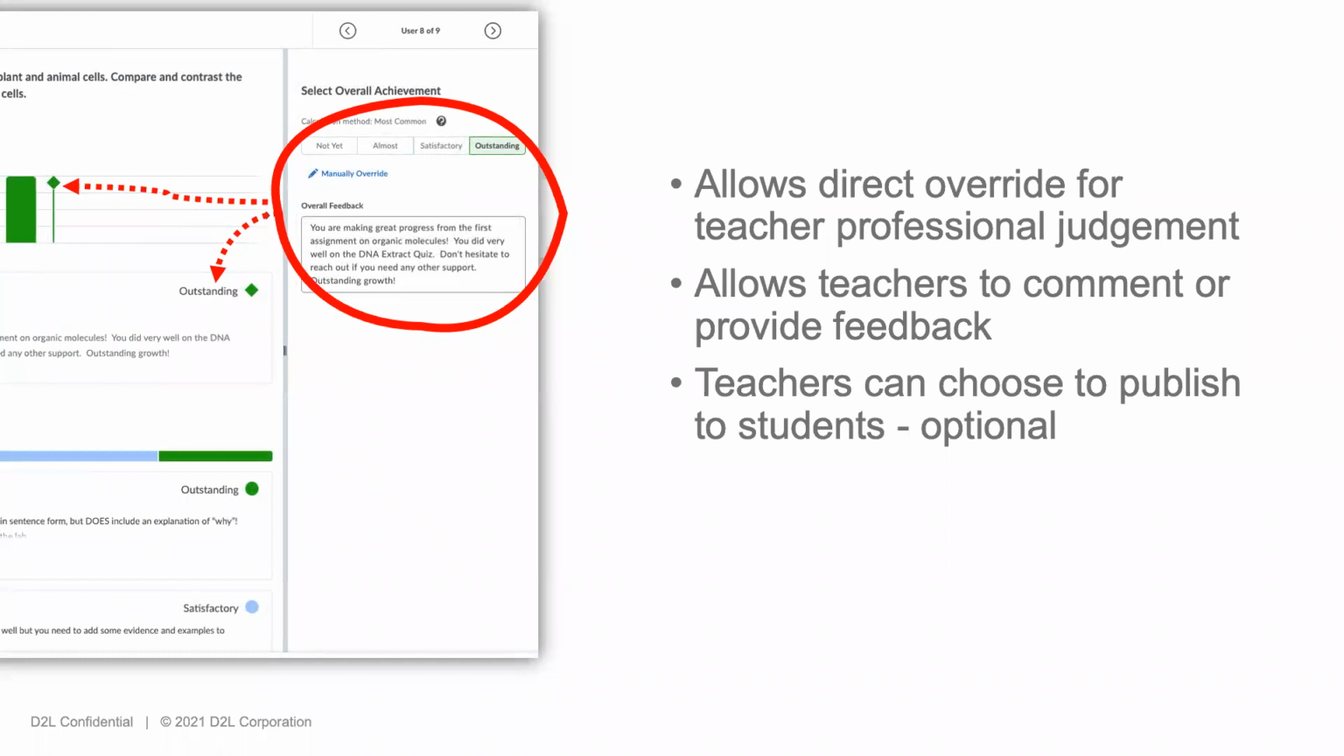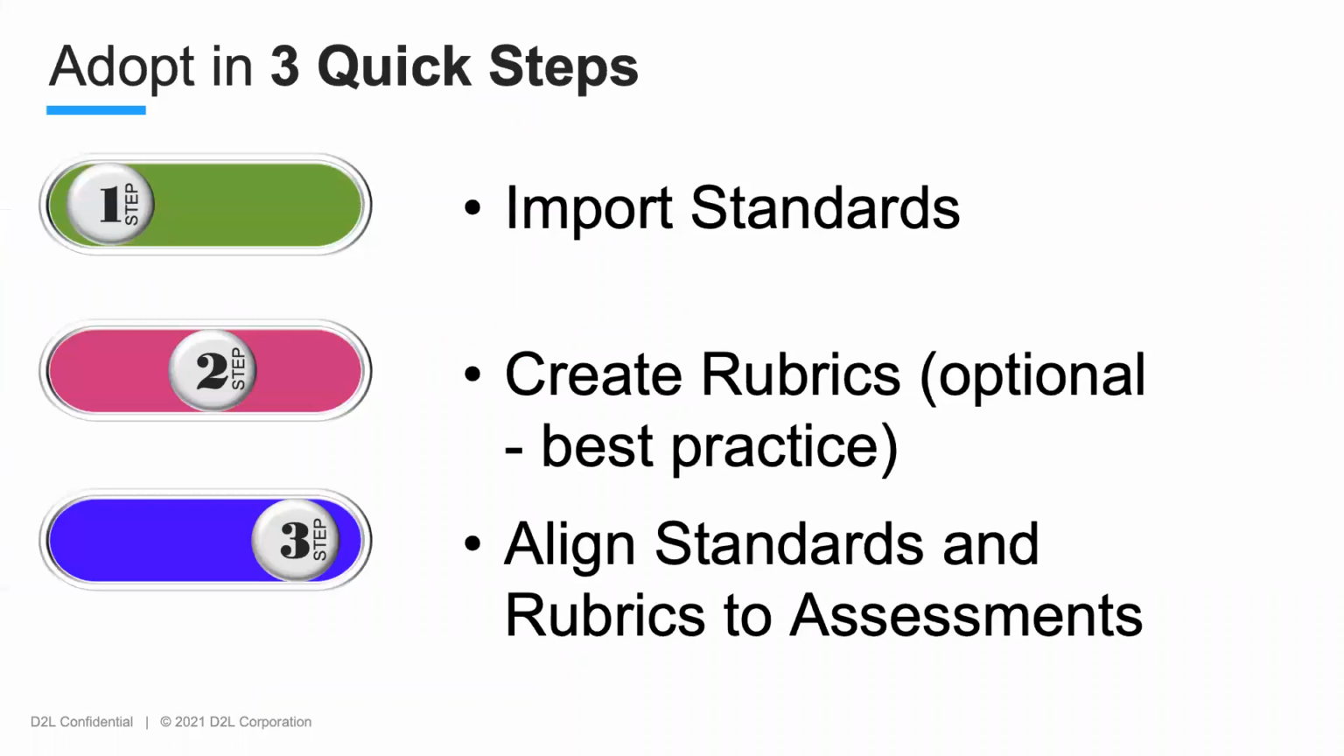So let's talk about how you would go about adopting Mastery View. Mastery View is adopted in 3 easy steps. The first one is to import standards into your course. The second one is to create rubrics if you want to use them, but you don't have to. And then the third step is to align standards and the rubric to your assessments if you're using the rubric, or just simply align the standards to your assessment.